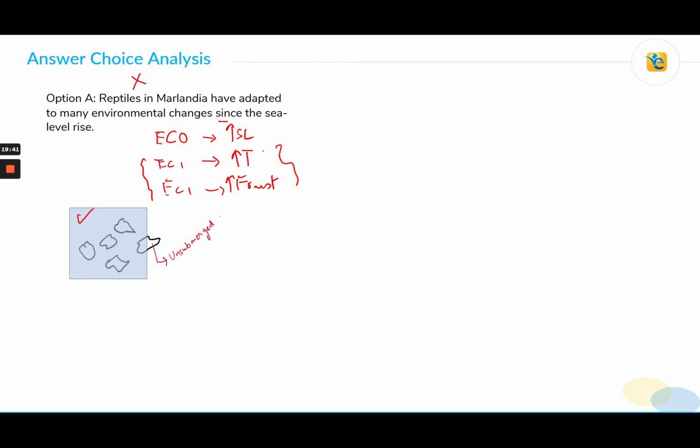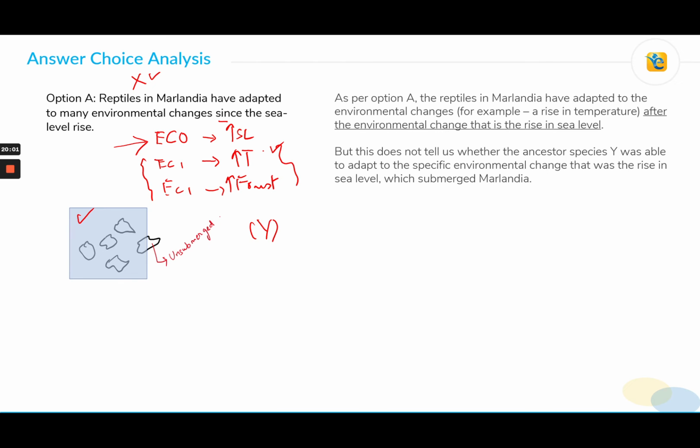Or in other words, a creature like X is actually adapted to the rise in temperature that happened after the sea level rose in Marlandia. Great. The problem is, it does not tell you anything about the ancestral species Y. It does not tell you whether Y survived this particular environmental change, that is the rise in sea level. And if it does not tell you anything about that, it does not have any real impact on this conclusion.